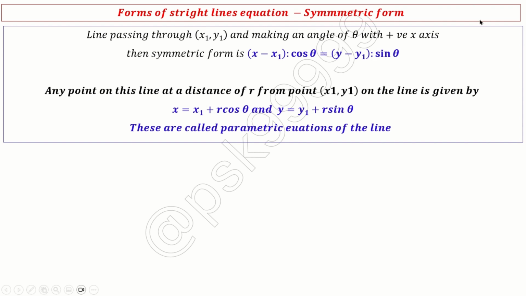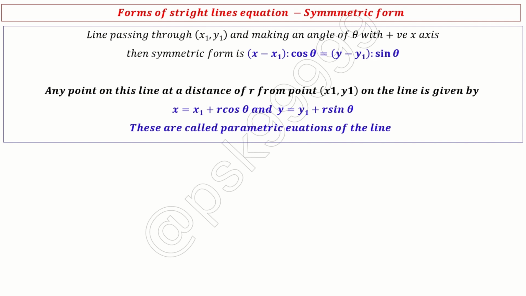So the important things to notice: we are finding distance from (x1, y1) and it is at a distance of r, and theta is the angle the line makes with the positive x-axis. So slope is nothing but tan theta. Once you know the tan theta value, you find cos theta and sin theta values, and this is how we can use it. This is very useful to find a point on the same line which is at r distance from a given point. Hope you understand symmetric form, and these two equations are called the parametric equations of the line.